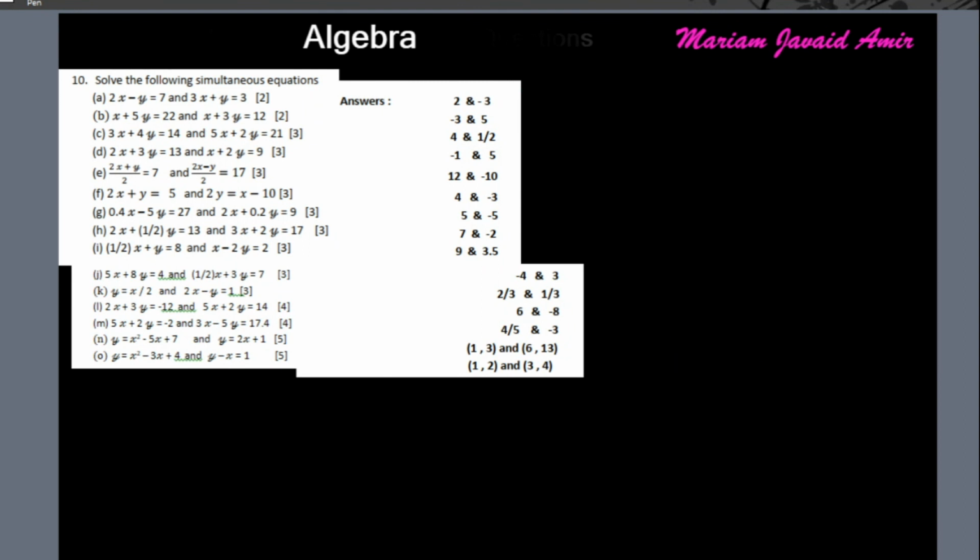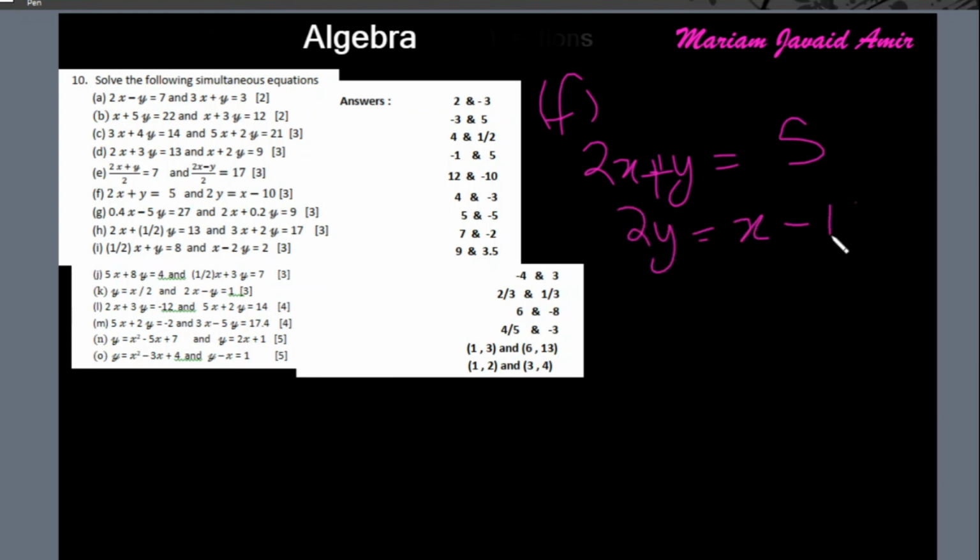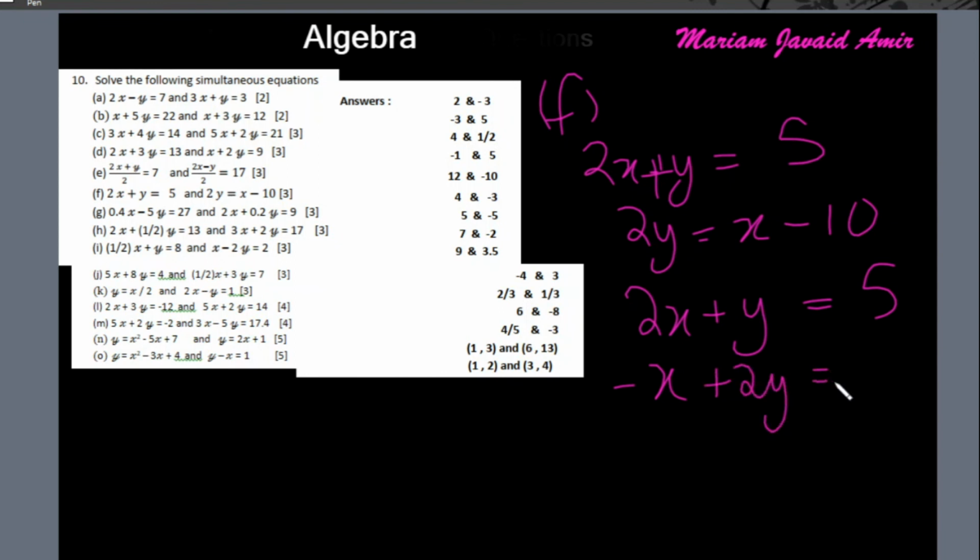Part F, let's do part F now, which is 2x plus y equals 5, and then 2y equals x minus 10. So first I need to ensure that x is written underneath x, y is written underneath y, and the constant is written underneath the constant. So 2x plus y equals 5, and then let's rearrange the other equation: minus x plus 2y equals minus 10.